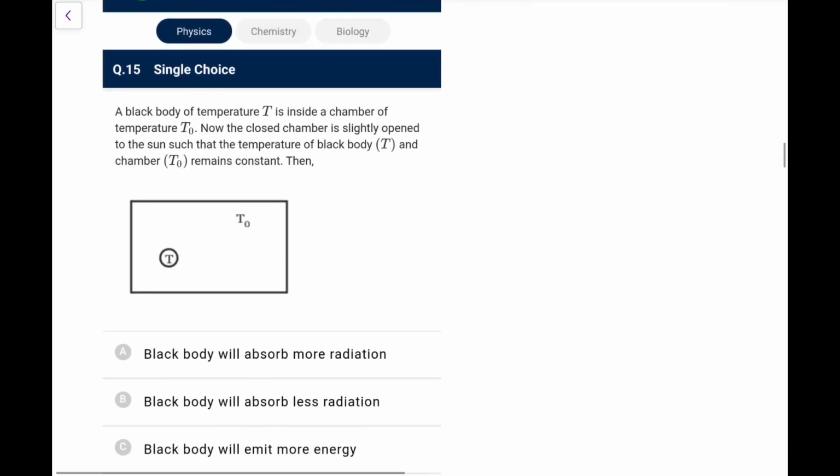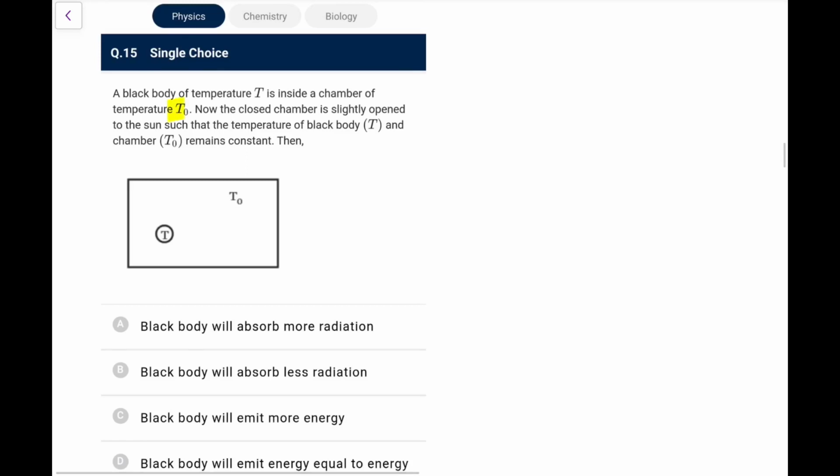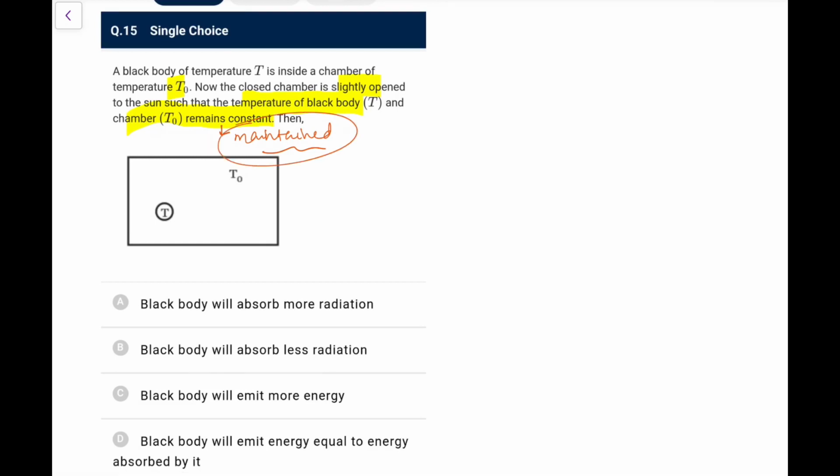Next one. A black body of temperature T is inside a chamber of temperature T0. Now the closed chamber is slightly opened such that the temperature of the black body and chamber remains constant, then. This is the question they asked in JEE Main, and I have told that a similar question has been asked in JEE, where they say it is maintained constant. So there is some slight difference in the language. If I go by the JEE question, because the temperature of the black body is maintained constant, the emission of the black body depends on its temperature, which is the same, so the emitted energy will remain the same. But because the chamber is opened, more rays are falling on it, so it will absorb more but emit the same, so the extra amount of absorbed heat has to be cooled down by some cooling arrangement.